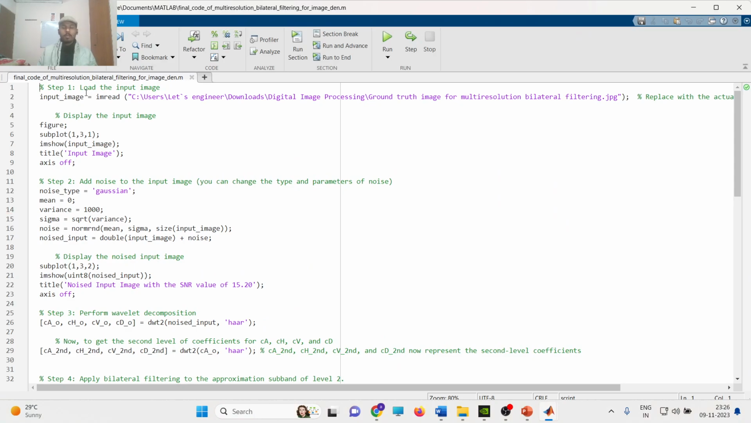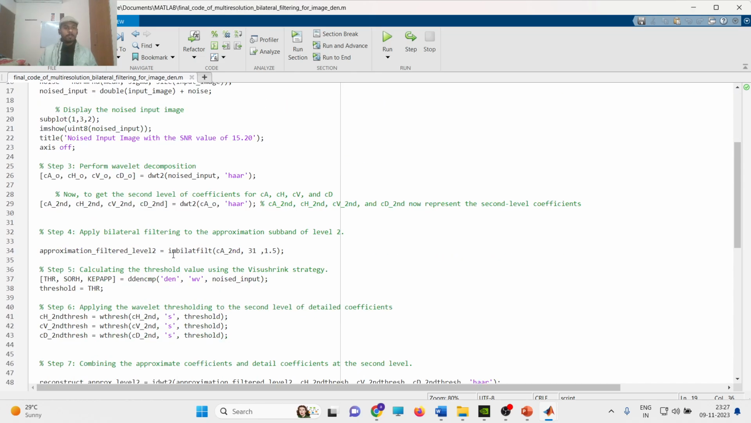So there we go. We are taking a noise-free image. This is the imread function which reads the noise-free image, and these are the plotting commands which plot the input image. Now we are adding Gaussian noise to our input image, which has mean 0 and variance 1000, which means a lot of noise. We get our noisy image, which is nothing but the input image plus the Gaussian noise. And again, these are the plotting commands which plot this noised input image.